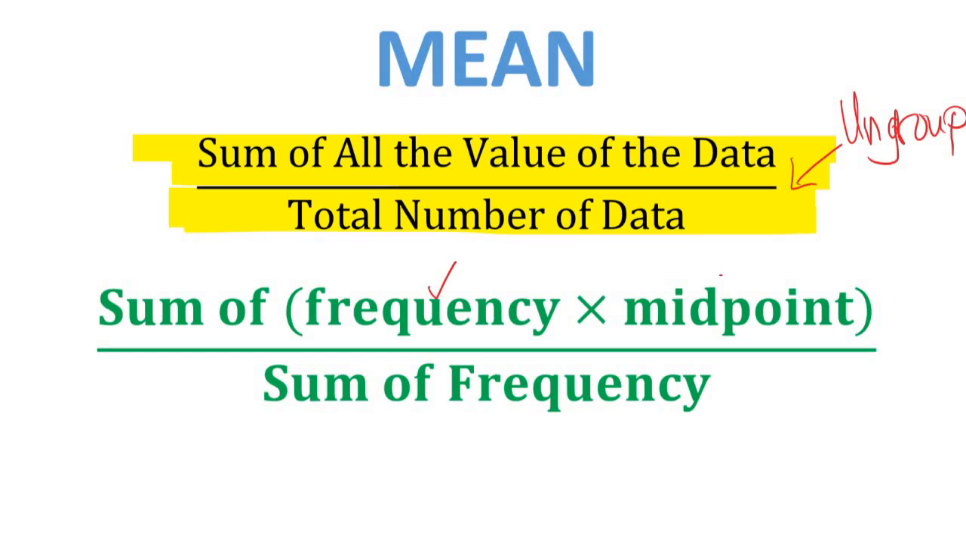Now if we have grouped data, that means our frequency table will refer to frequency and midpoint. So when we multiply frequency and midpoint and then add them, we will get the sum of values of data. This first part refers to the sum of the values of data, and then we divide by the sum of frequency. Sum of frequency actually refers to the number of data. So we're going to see some examples.